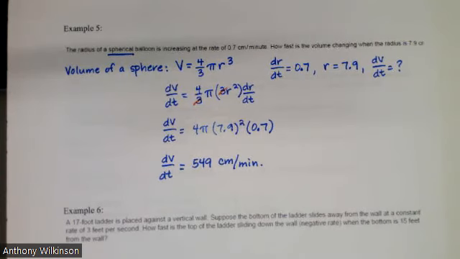So that represents the speed of the volume changing when the radius is 7.9 centimeters. So that means your volume is going to be changing at 549 cubic centimeters per minute.